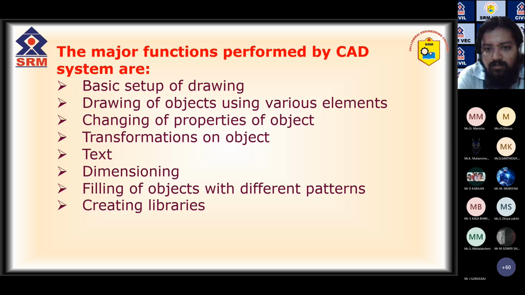Various elements here are going to be shapes, maybe rectangular or square. We can use whatever shape we want, and we can use that to draw an object. Changing properties of an object: we can increase the size or decrease the size. We can fix it. We can transform the object from 2D to 3D, 3D into 2D. We can do all such things.